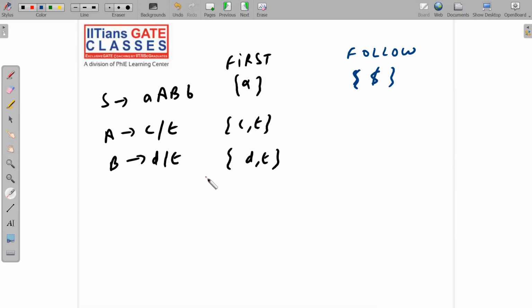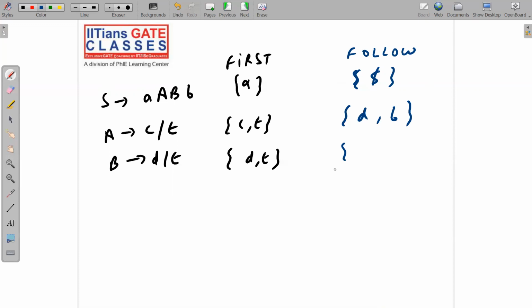Next, follow of capital A. Follow of capital A will be what? Here we are finding capital A. We need to find capital A in the RHS of any production rule. So follow of capital A will be first of B. First of B is what? D and null. So I will put D. Now since capital B can go to null, here we have small b, so I will put small b here. Because if B is going to be null, we will consider the remaining part. So I have put small b. Anything extra? No, nothing will come. That's it. So D and b.